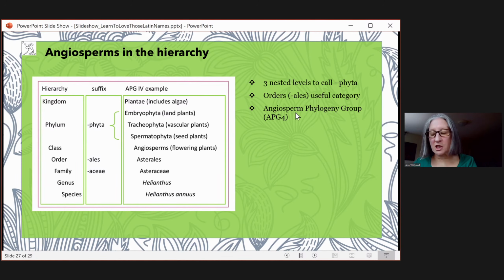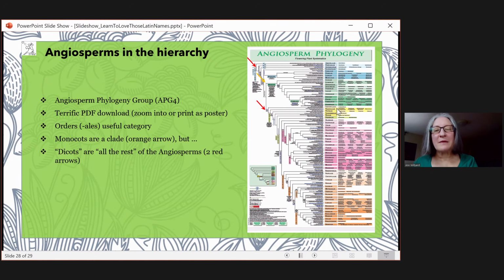So Angiosperm phylogeny group. The reason I tell you that, you will not be able to read this, but I am going to just tell you that they actually made this beautiful poster. If you have access to a big printer, the last time I tried to do a color poster cash at Kinko's was $100 or something. But if you have access to someone who can do poster size printing in color, this is a beautiful poster, or you can download it as a PDF and zoom in on it. And it emphasizes the orders as a useful category.